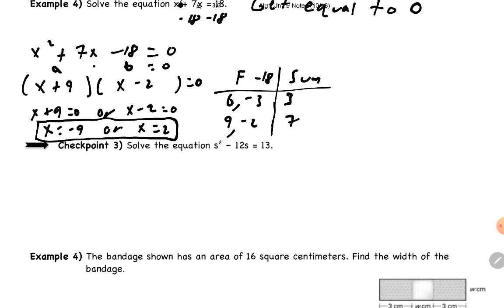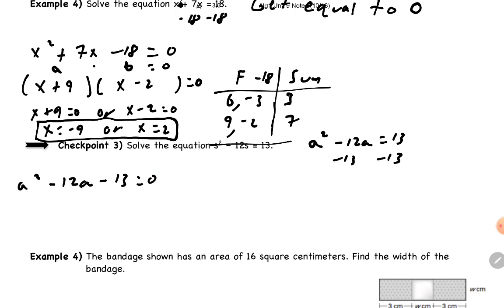Okay, let's do that again. So I'm going to rewrite the problem here, because I just don't like s's. My s's look like 5s, and my 5s look like s's. So I'm just going to rewrite the equation, changing the letter to a. So a squared minus 12a equals 13. Okay, so I need to set it equal to 0. So I'm going to subtract 13 from both sides. So I'll get a squared minus 12a minus 13 equals 0. Okay, and then we're going to factor this.